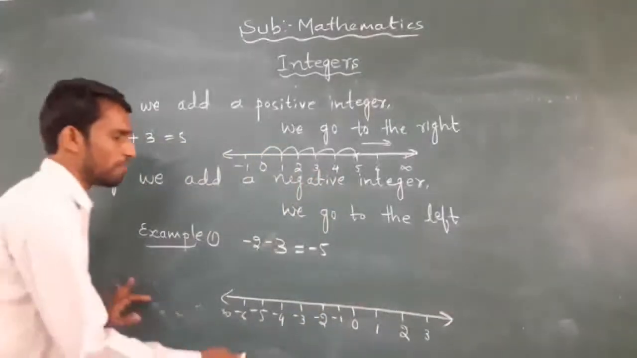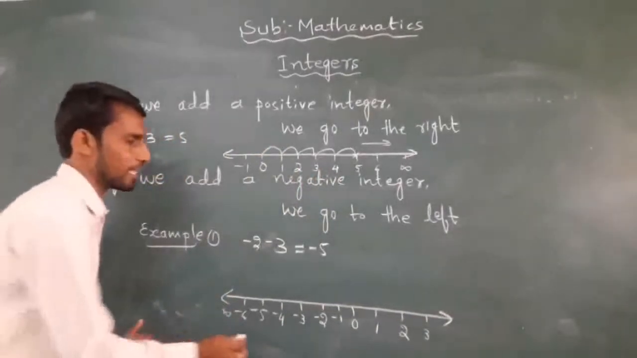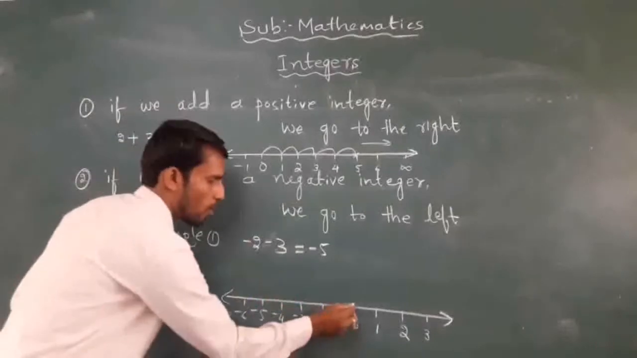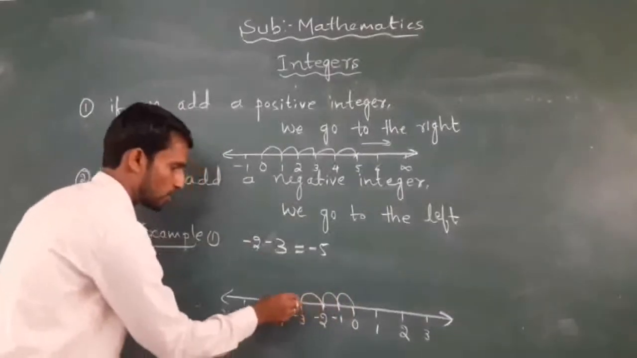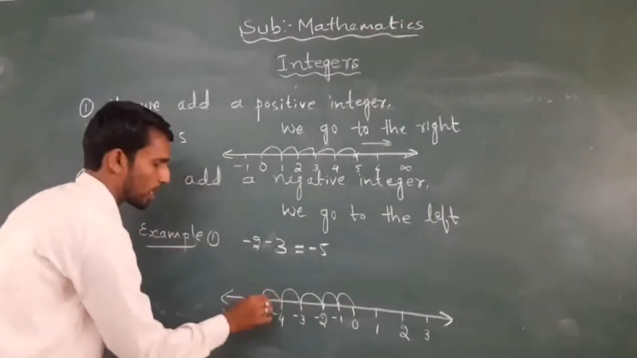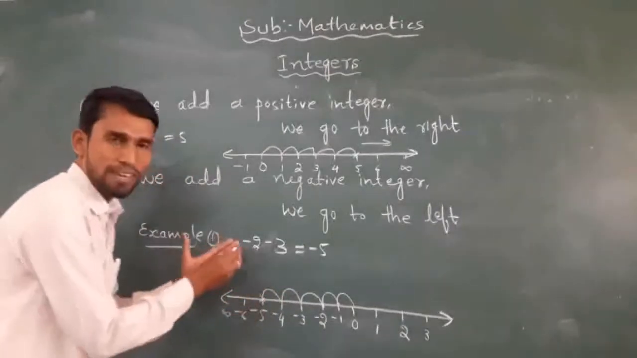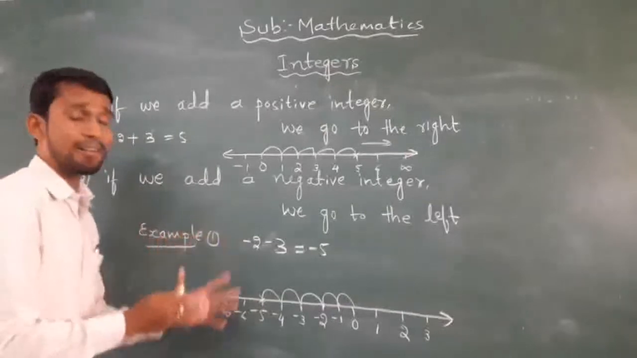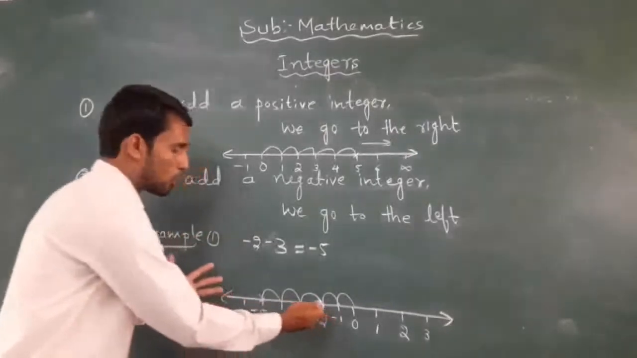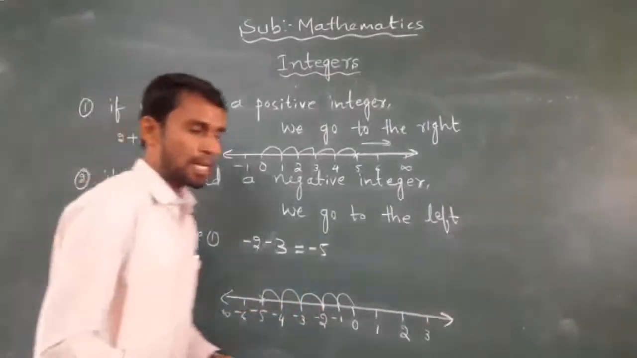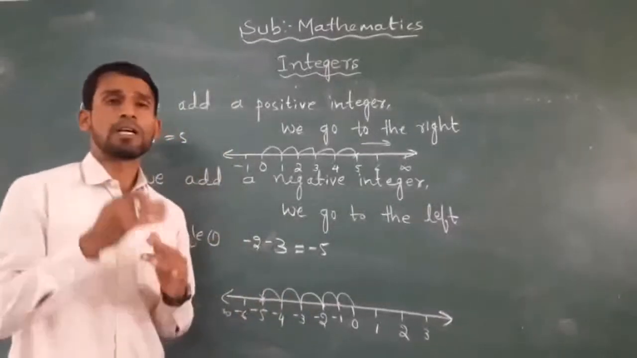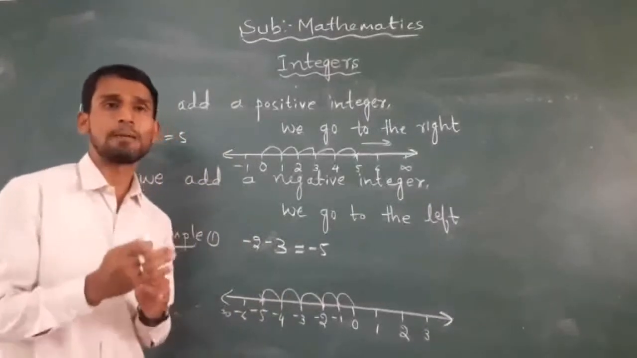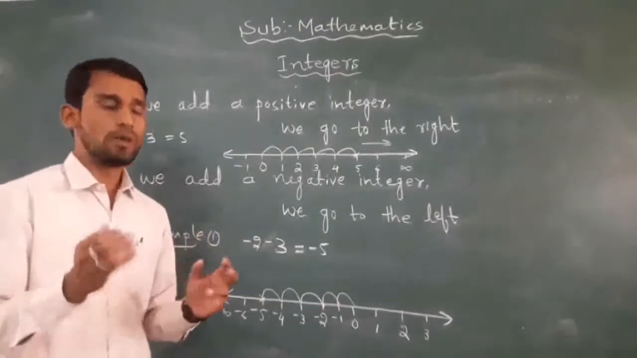See here, when we are adding negative integers on the number line, minus 2: 1, 2. Again minus 3: 1, 2, 3. Our answer is minus 5. When we are adding negative integers on the number line, we move towards the left side. Next, when we subtract positive numbers on the number line, I will show by using one example.